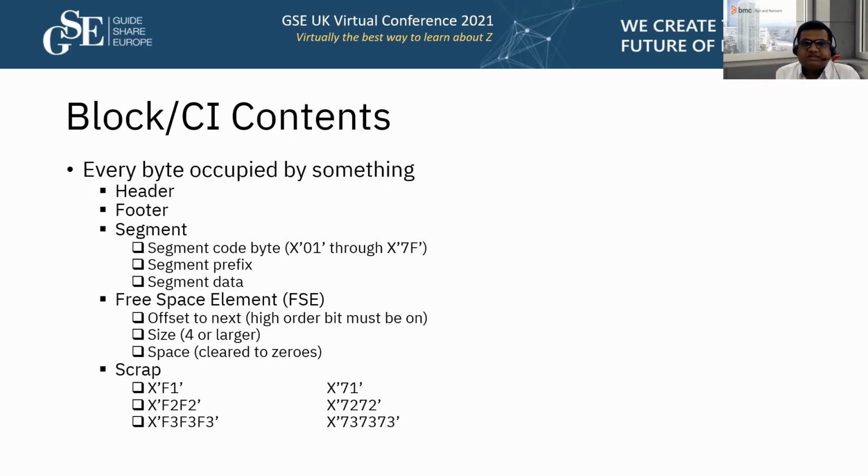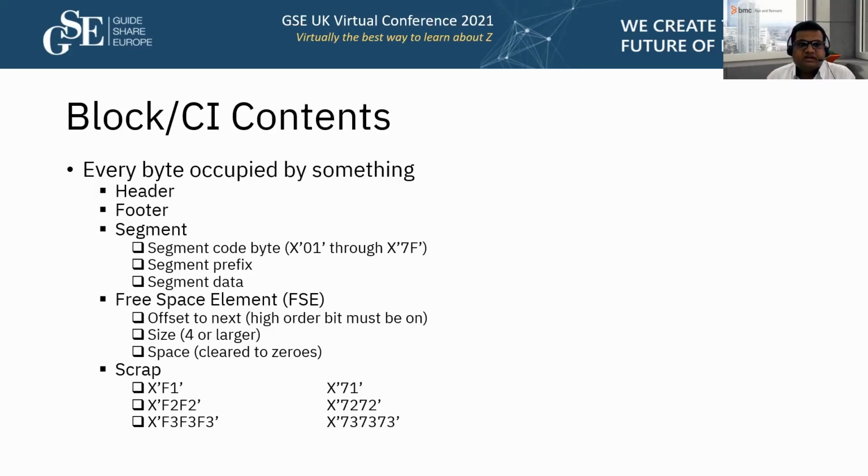As far as the segment is concerned, it will have a segment code byte, which is a 1 byte code that signifies the different segment types your DBD, or the database in question, might have. So it could be from 01 to 7F, which is 127 in decimal. But if you use the step, you could only have up to 126, if you have the step segment type defined in your database. Then the other parts of the segment would be your segment prefix, and of course the actual segment data.